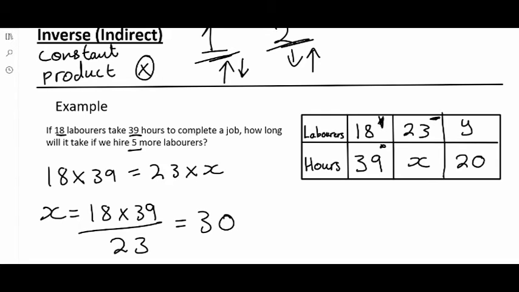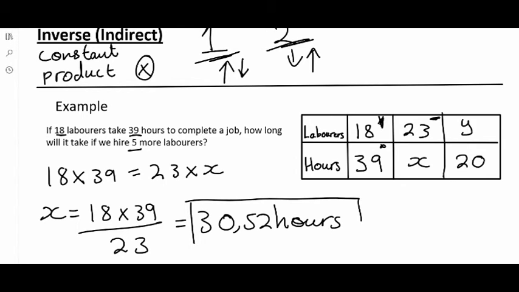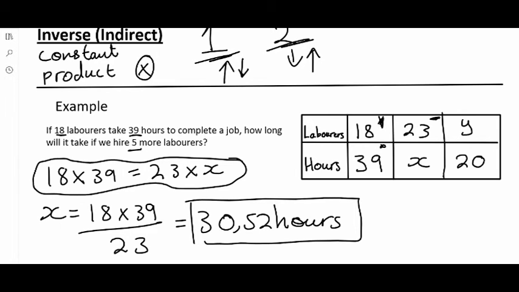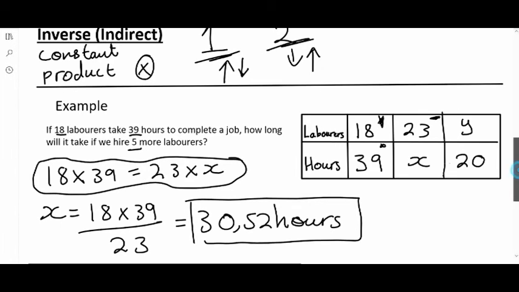Calculator friend. 30,52 hours. Look, the moment you get this, you've done the hard parts. Then it's just solving for x. Solving for x is easy.